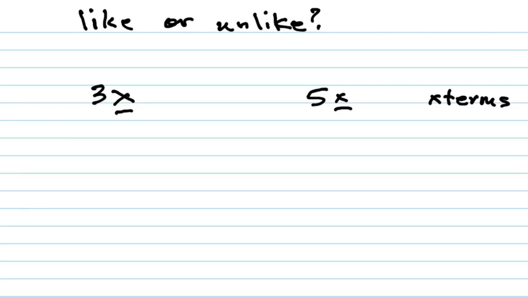All right? How about, be careful here, are these like terms or unlike terms? Unlike terms, because this one is an A term, but this one is a what? An AB term. So if you have more than one variable, even though you have some similarities, they have to be exactly alike in order to be considered like terms. So these are unlike terms.